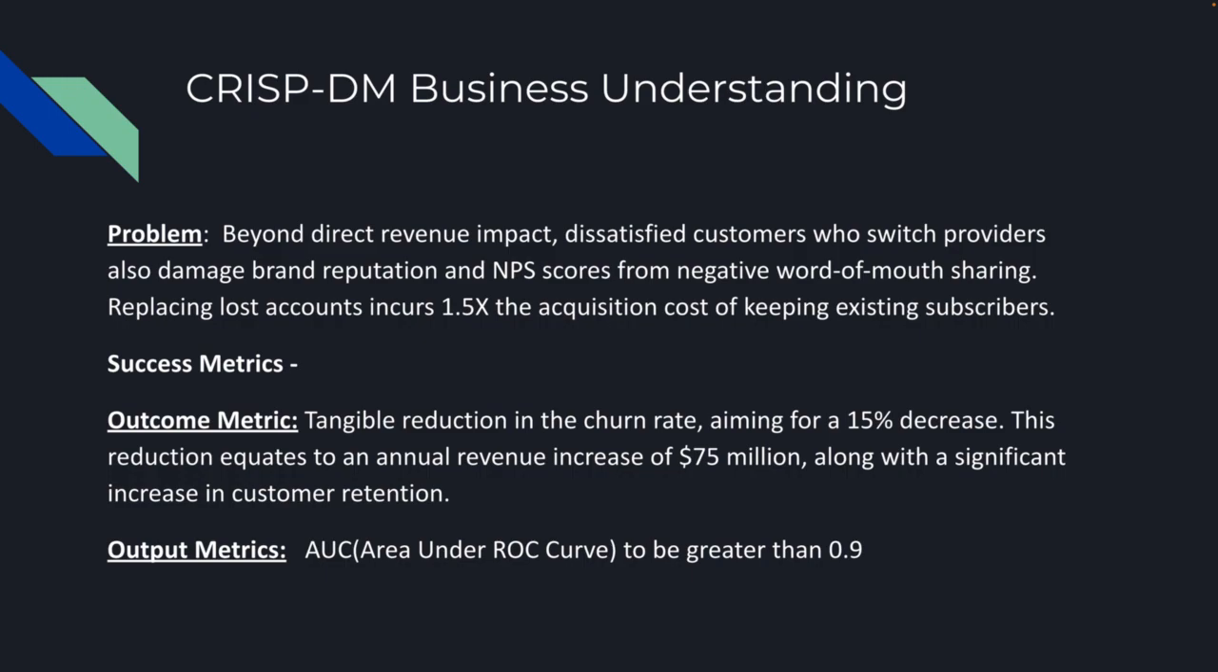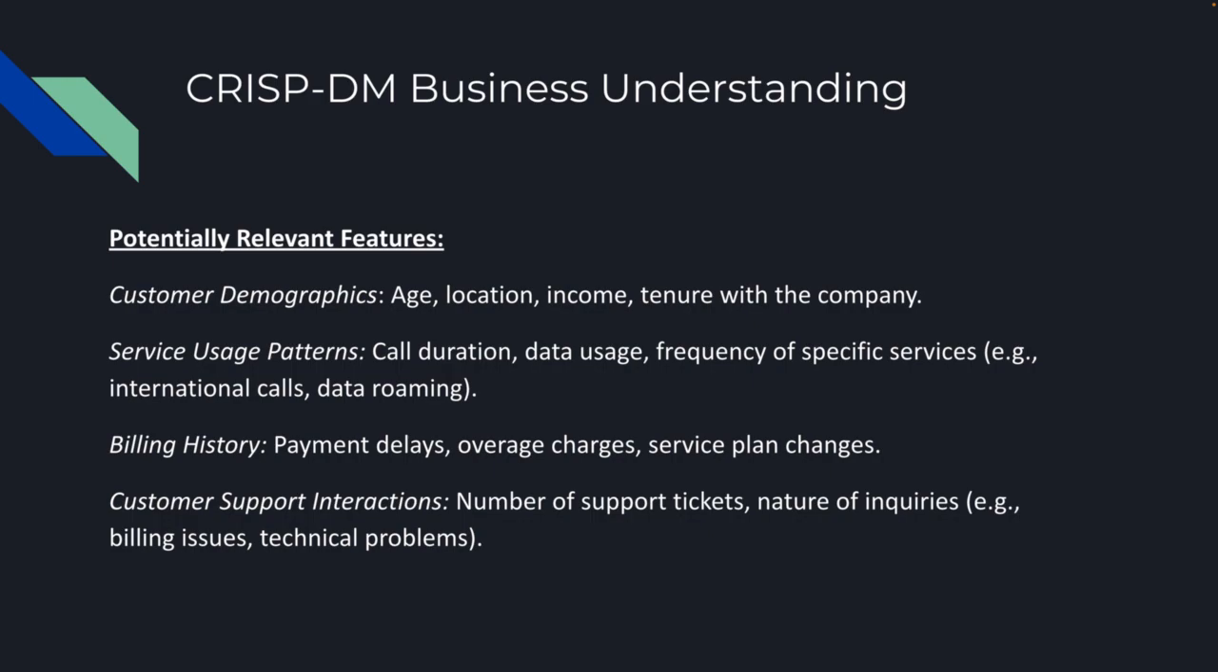So how do we evaluate if we have solved this problem or not? I think the business outcome should be that we aim for a 15% decrease from the current churn rate of the telco, and this means an annual revenue increase of 75 million, which also has an intangible impact of increasing the brand value. And from a machine learning model perspective, we will have the output metric as area under the ROC curve to be greater than 0.9.